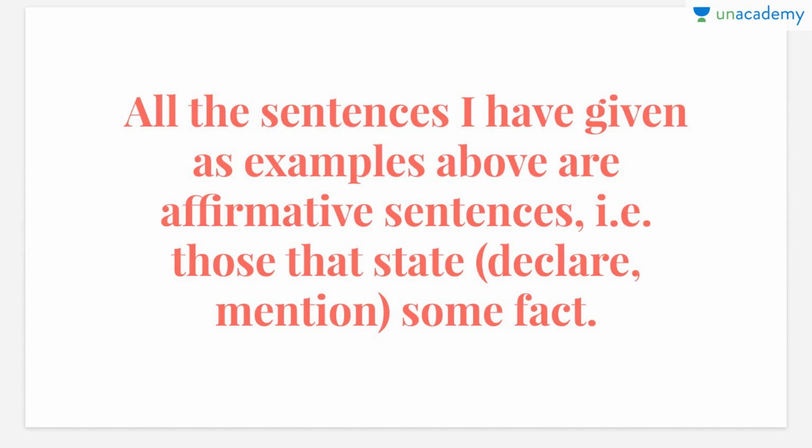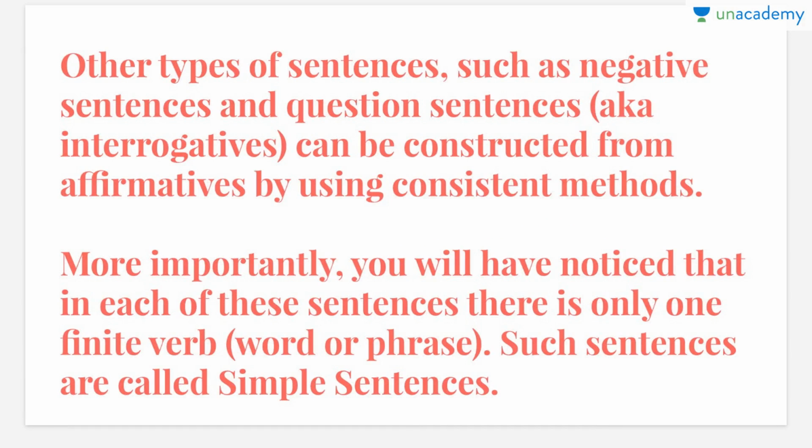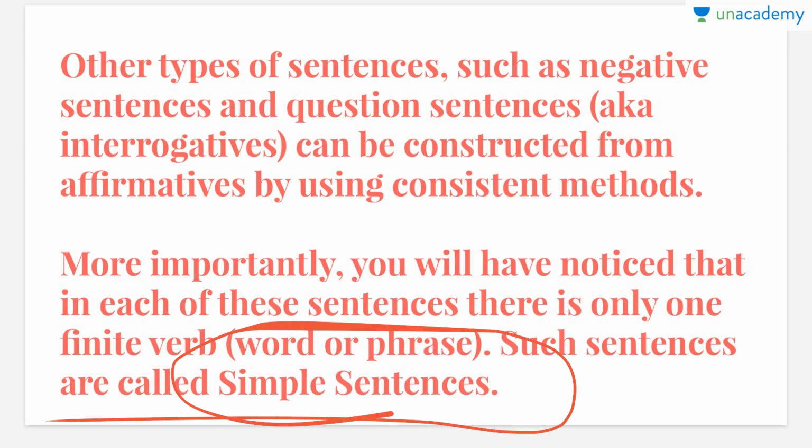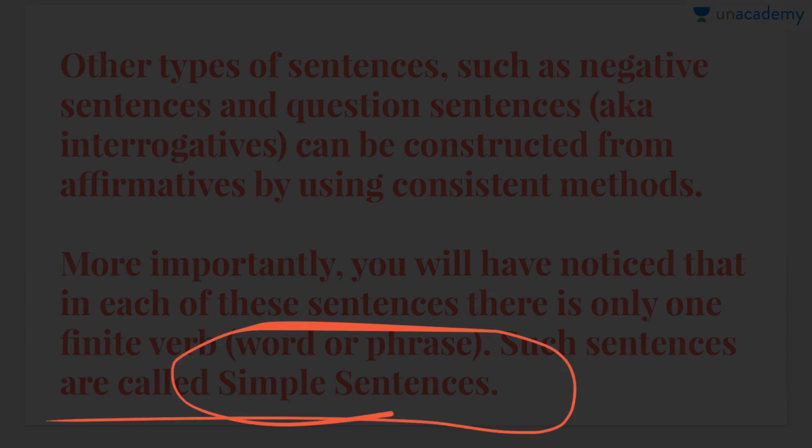All the sentences I have given as examples above are affirmative sentences, that is, those that state, declare, mention some fact. Other types of sentences, such as negative sentences and questioning, interrogative sentences, can be constructed from them. More importantly, if you have noticed, in each of these sentences there is only one finite verb, word or phrase. Such sentences are called simple sentences. So the types I told you are all simple sentences. You don't need to worry about it.